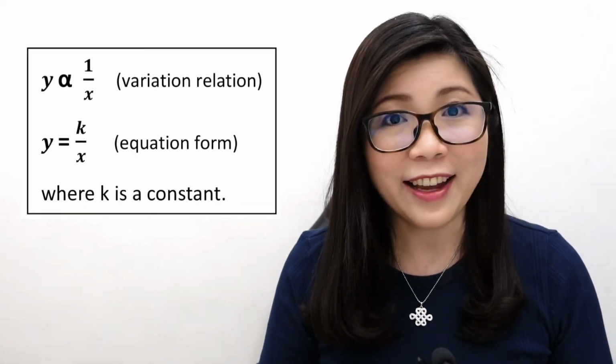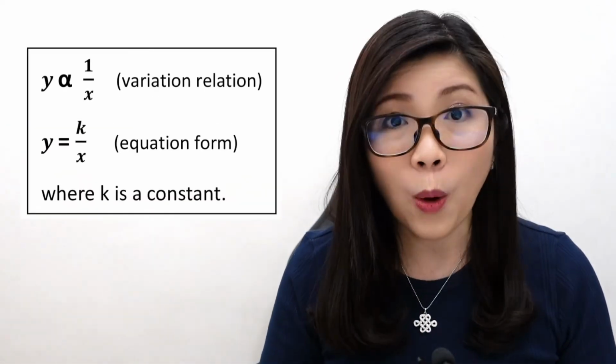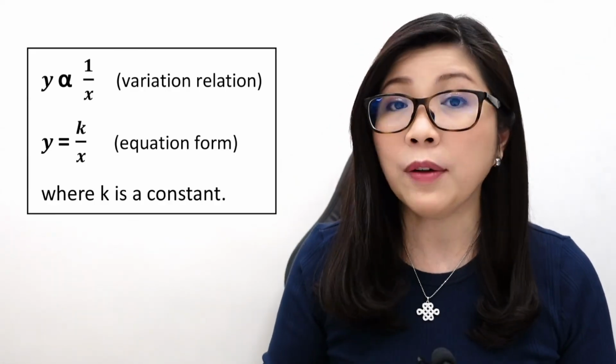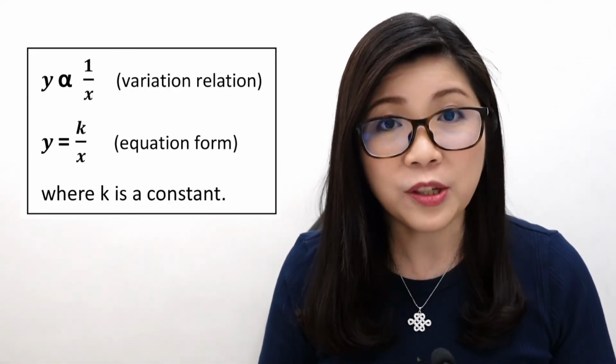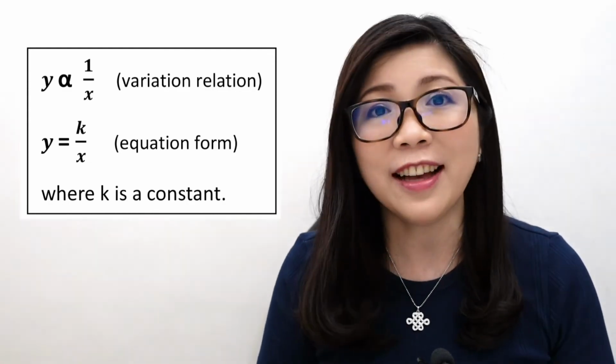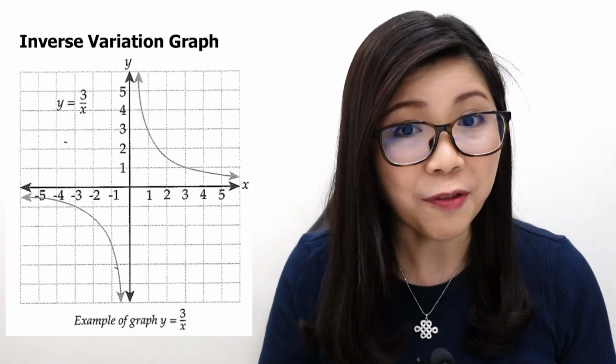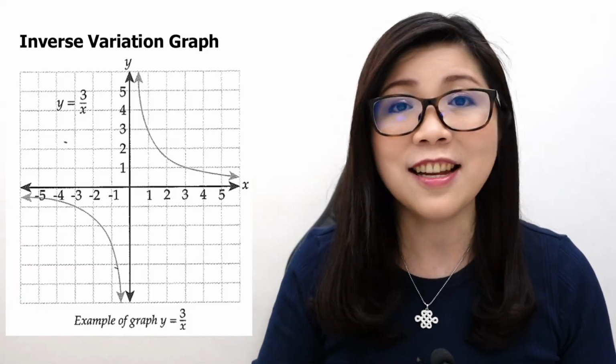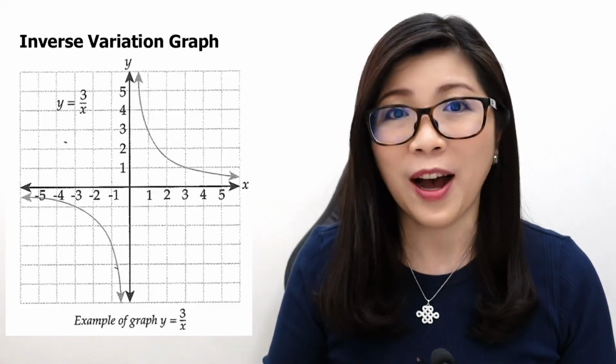The formula for inverse variation is y with a proportional symbol 1 over x, and this is called variation relation. And then we have to change it into equation form, which is y equals to k over x, and this is called equation form. The inverse variation graph looks like a reciprocal graph like this, and it doesn't intersect with the x-axis and y-axis.